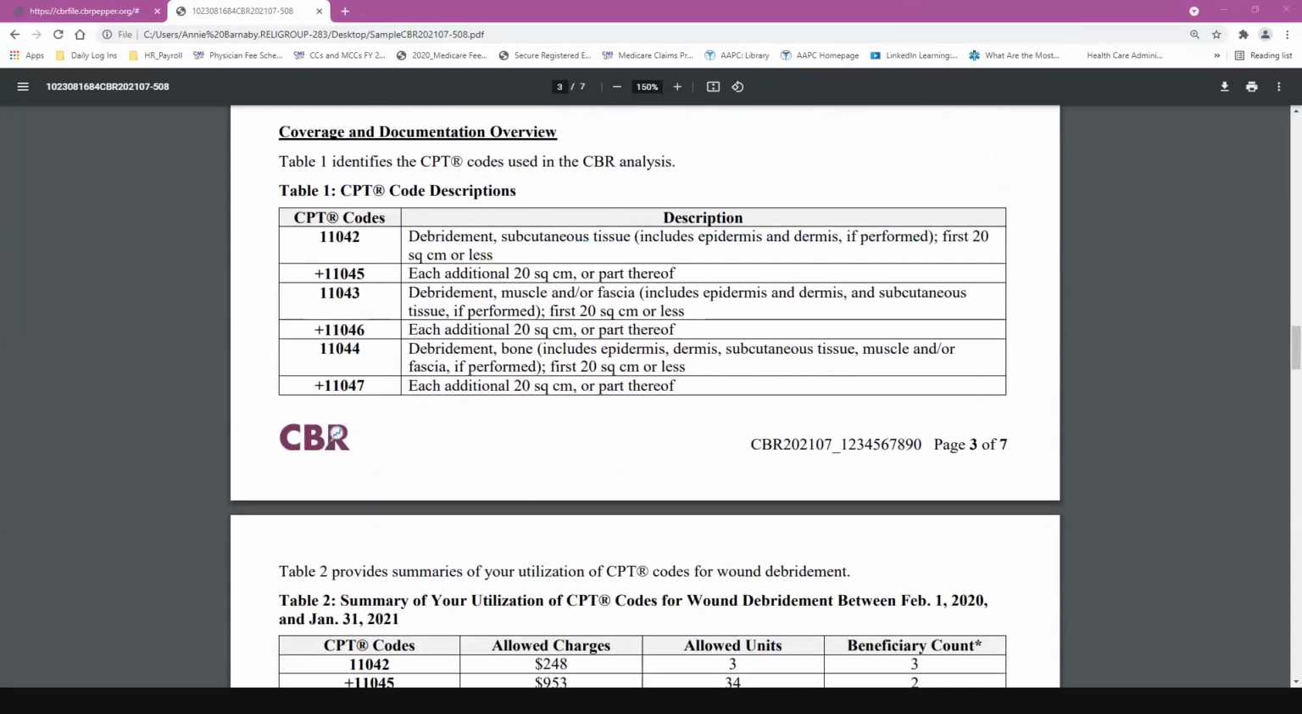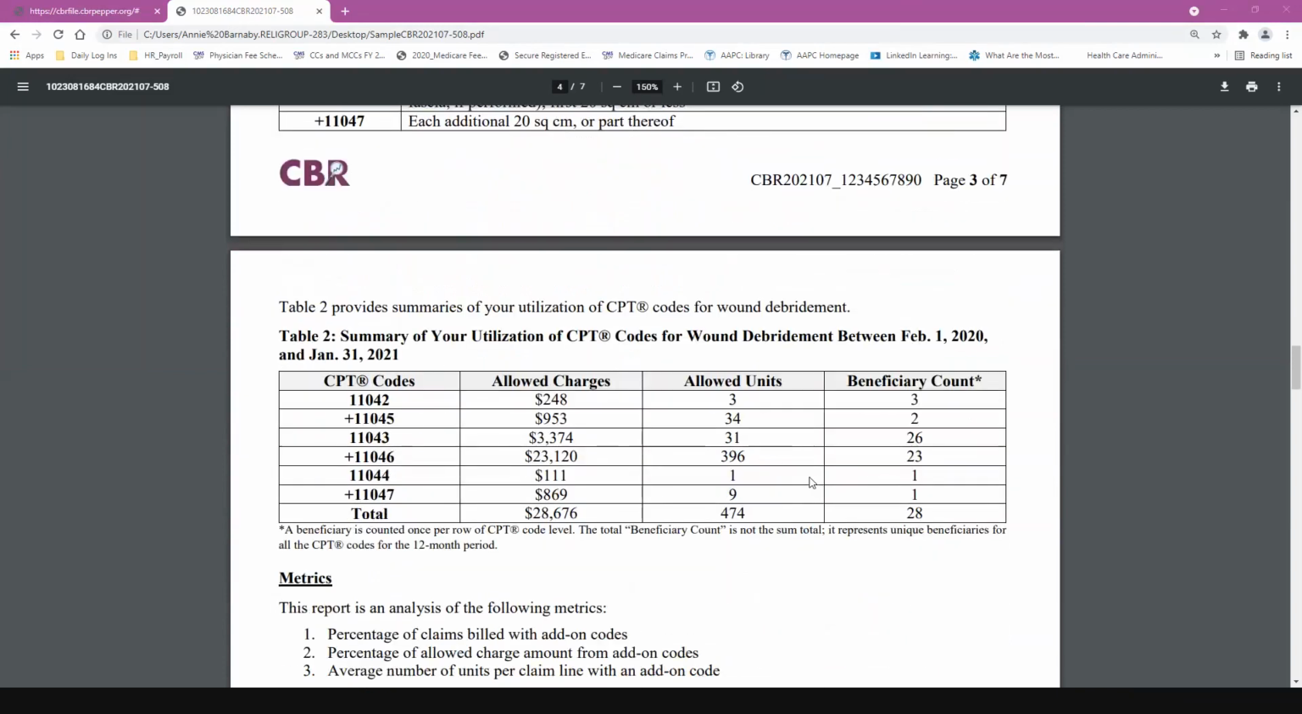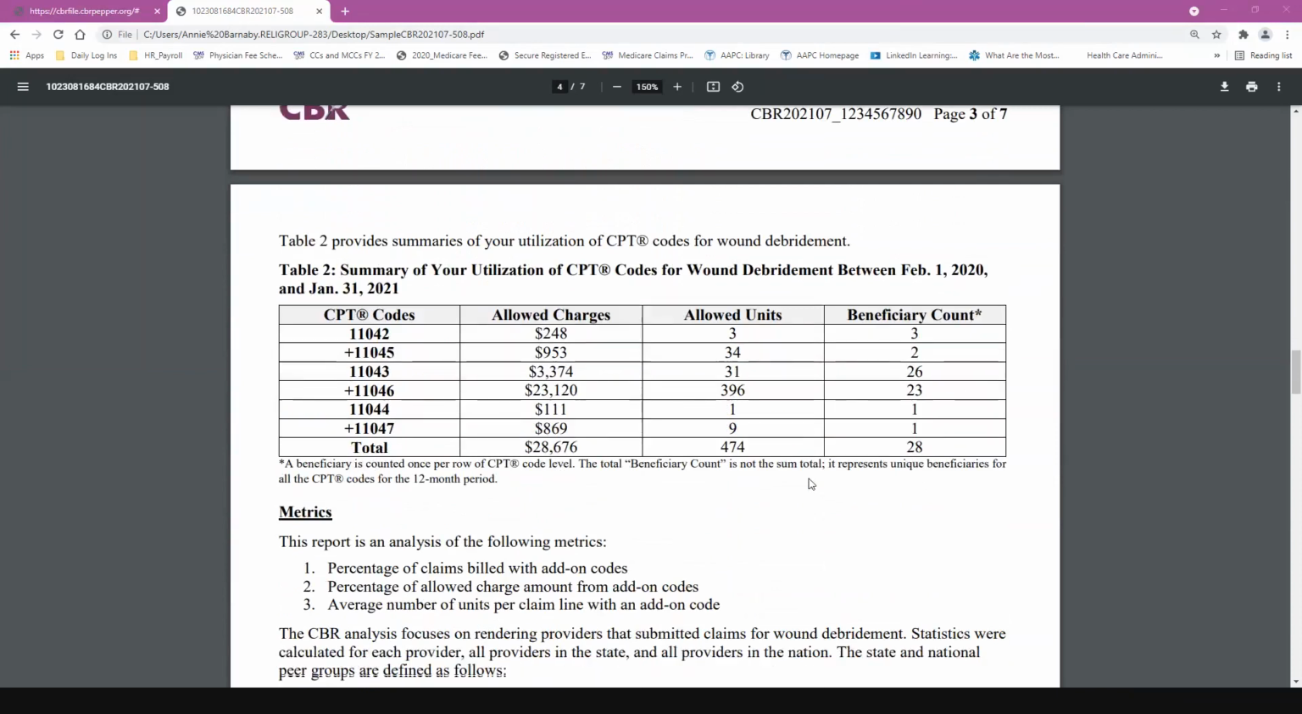Moving on to the coverage and documentation overview, this section identifies the CPT codes that were analyzed in the report. Tables 1 and 2 are listed in this section. Table 1 contains descriptions of the CPT codes. You can see those here. Table 2 contains the information for this sample provider for the allowed charges, allowed units, and beneficiary count during the analysis timeframe.